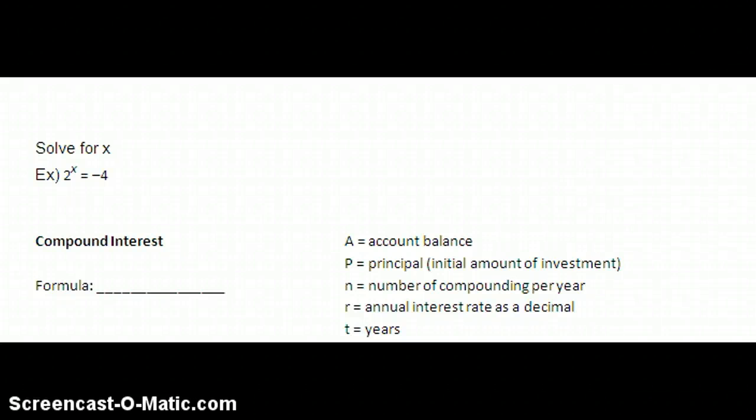Welcome back to Trig Notes 5.1 Part 2. Looking at this next example, if I'm trying to solve for the exponent here, I'm trying to figure out how to make a 2 and a negative 4 have the same base.